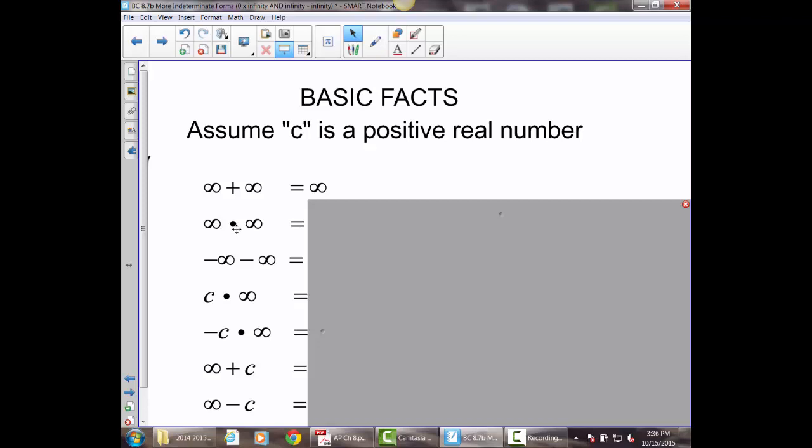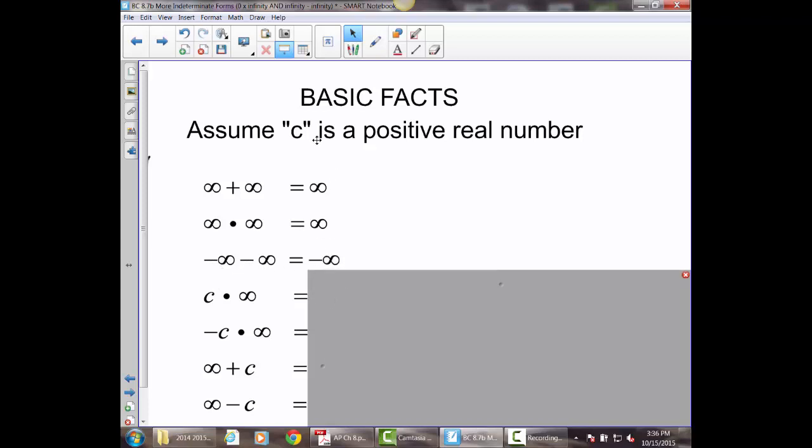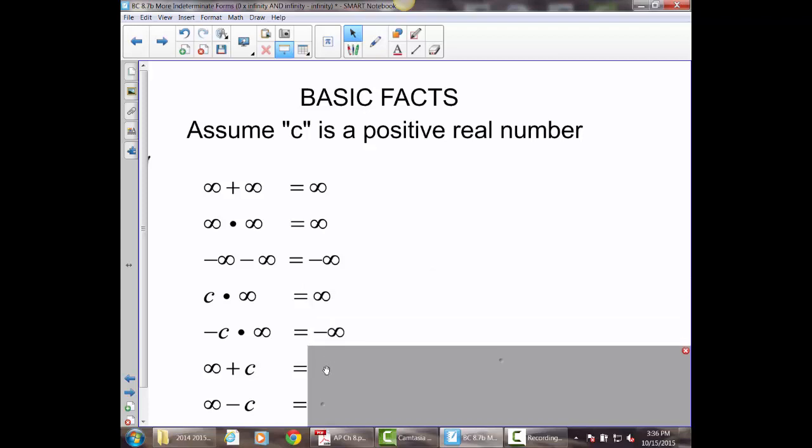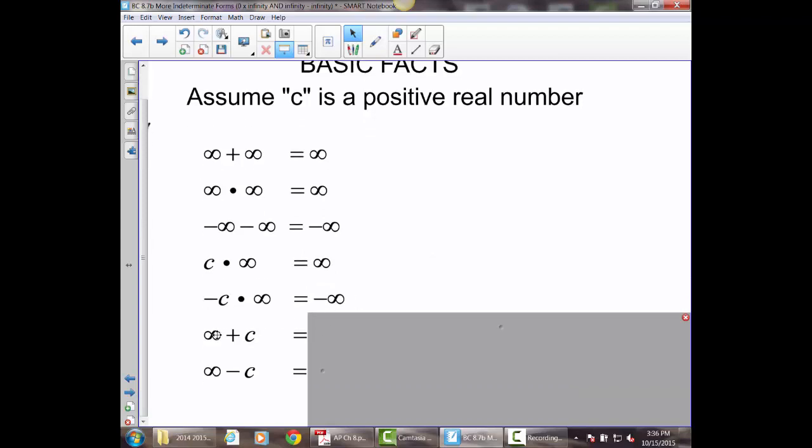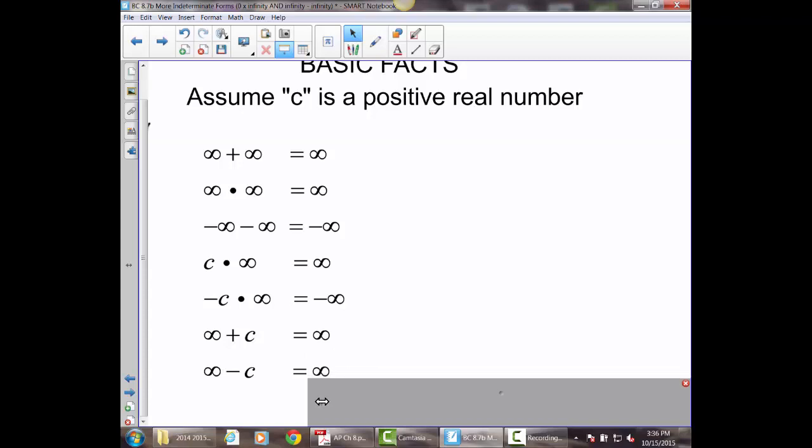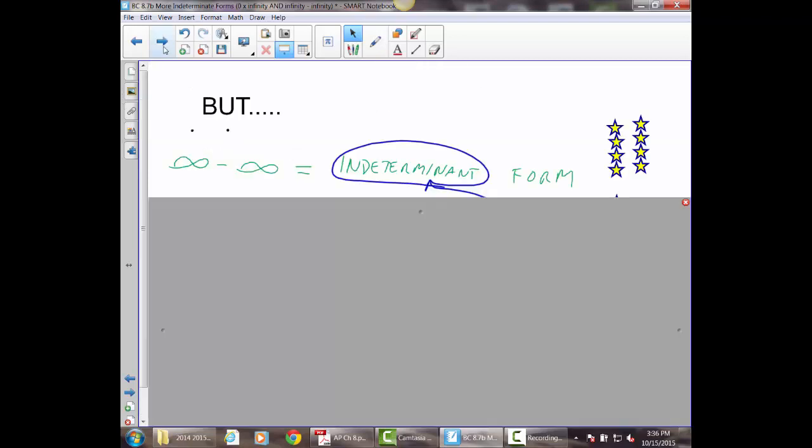If you take a large positive number and multiply it by a large positive number, you'll get a large positive number. If you have, say, negative 5 million minus 7 million, you'll get negative 12 million. If you have a positive real number c, like 3 times a million, you'll get 3 million. Negative 3 times a million, you'll get negative 3 million. 3 million plus 3, you'll get 3 million and 3, still infinity. 3 million minus 3, 2,999,997. So again, that will give negative infinity. So that should be pretty straightforward.